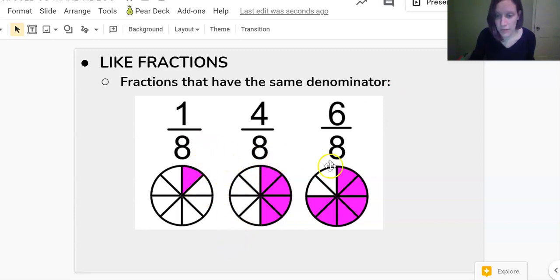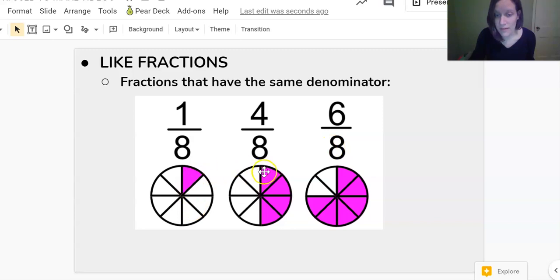So in each one of these, our whole, which is the circle, so we could say it's like a pie, our whole pie is cut into 8 equal pieces. So each of these has a denominator of 8. These 3 different pies each are cut into 8 equal pieces. What makes them like denominator or like fractions is the fact that all the denominators are 8.